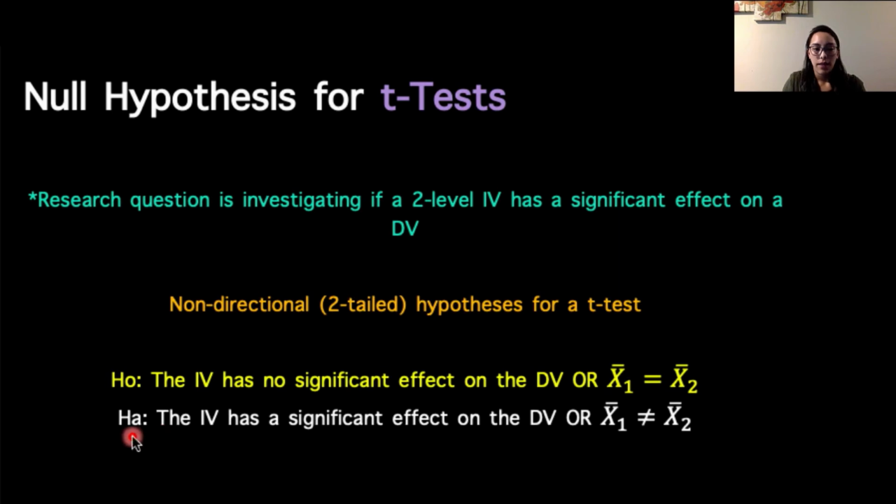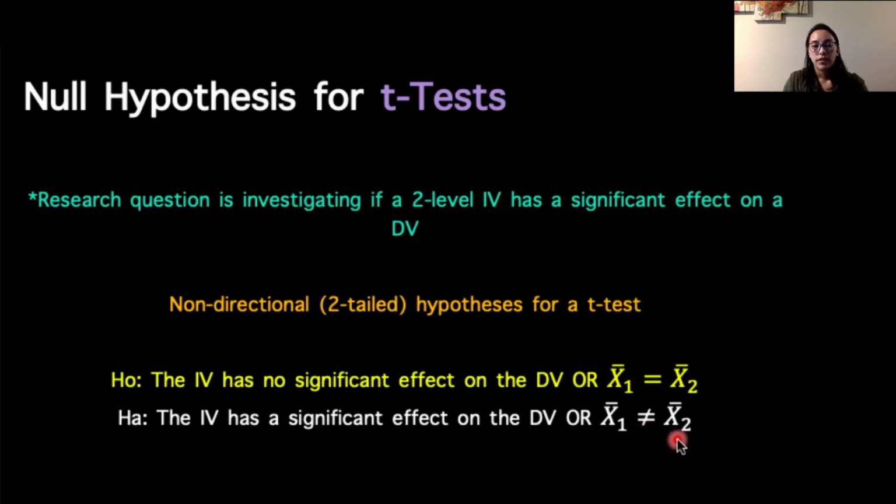The research hypothesis will argue the exact opposite, and it will say that the independent variable has a significant effect on the dependent variable. In other words, there is some difference, right? We're not indicating if we have one mean that's above or below. Rather, we're just interested in, are they equal or are they not equal? So the research hypothesis would argue that the means are not equal to each other.